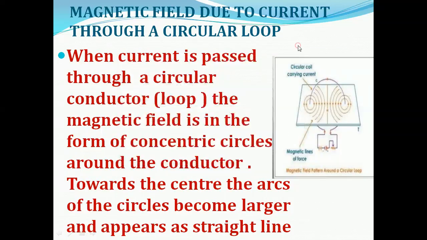Understood? So the magnetic field due to a current through a circular loop: how will it be? When a current is passed through a circular conductor, the magnetic field is in the form of concentric circles around the conductor. It will be in the form of what? Concentric circles. But towards the center, the arcs of the circles become larger and appear as a straight line. Understood? This is about the magnetic field due to current through a circular loop.